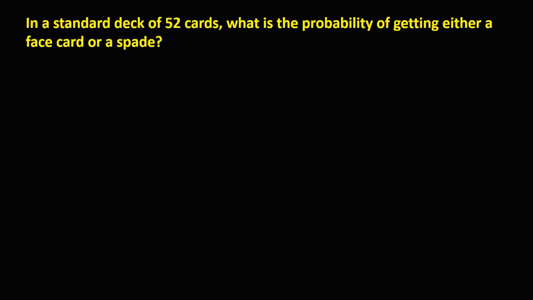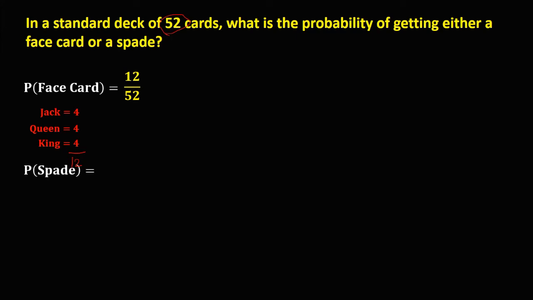Then for this given, so in a standard deck of 52 cards, what is the probability of getting either a face card or a spade? So first, we need to find the probability of this face card. Since in a deck of cards, we have 4 jacks, 4 queens, and 4 kings. So a total of 12 face cards. So the probability for this face card is 12 over 52.